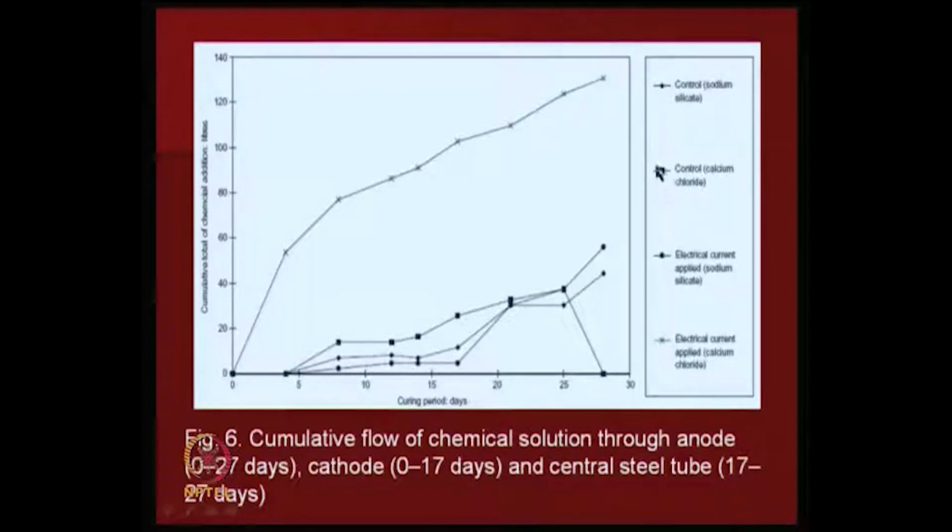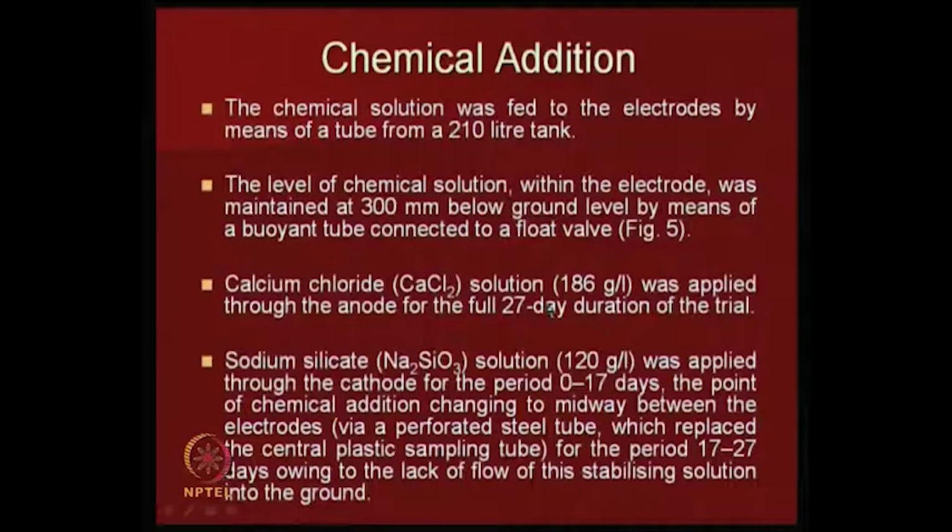You can see the first one, the chemical additions in various places. These are all the chemical additions. Cumulative flow of chemical solution through the anode means, as I just mentioned, calcium chloride was at the anode, and you have water. Normally the water will be at the cathode, right. Sodium silicate, so this is what they did, and what they observed.